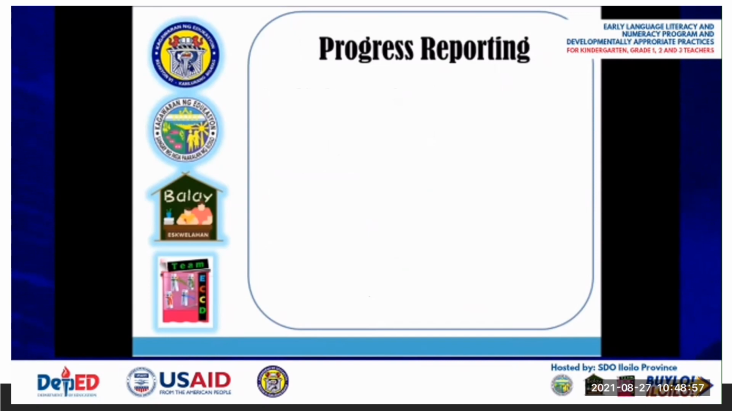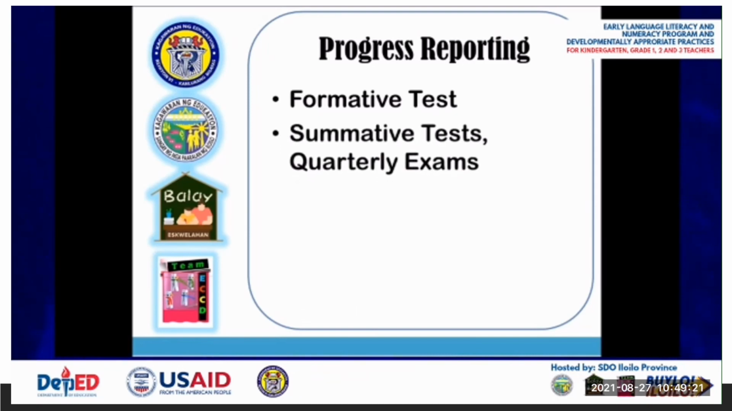How are we going to monitor our learners' progress? We are using, first, the formative test. This is an ongoing process to provide learners with immediate feedback on how well they are learning. Results of these assessments are documented. Next are the summative test and quarterly exams. These are used to make sure whether learners have met the content and performance standards. The results of these assessments are used as the basis for computing grades.